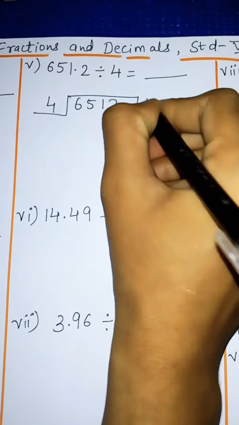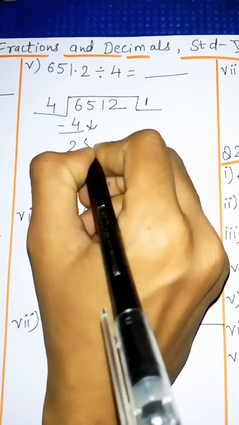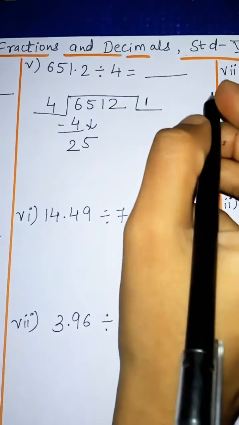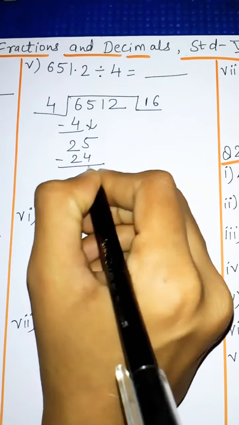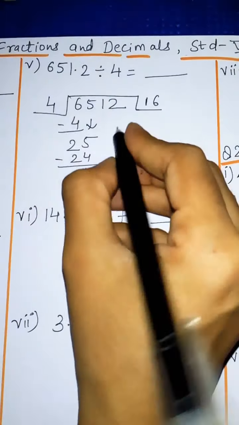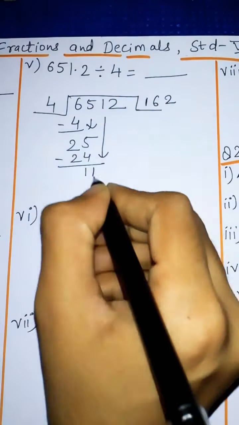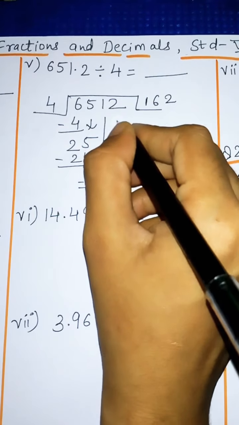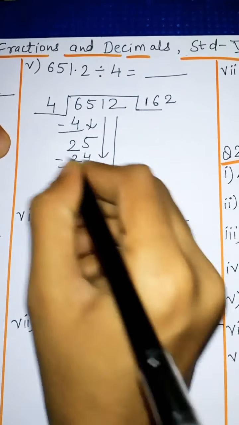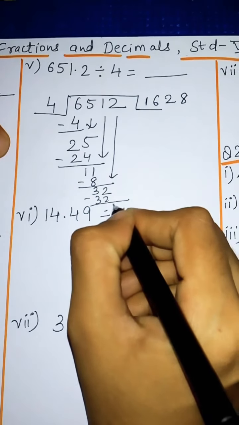So 4 1s are 4. 6 minus 4 will be 2. This 5 we will bring down. Now 4 6s are 24. 5 minus 4 will be 1. Now this 1 we will bring here. Now 4 2s are 8. So 11 minus 8 is 3. Now this 2 we will bring here. Now 4 8s are 32 and 32 minus 32 will be 0.